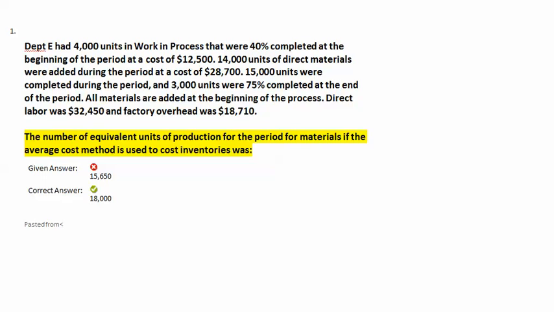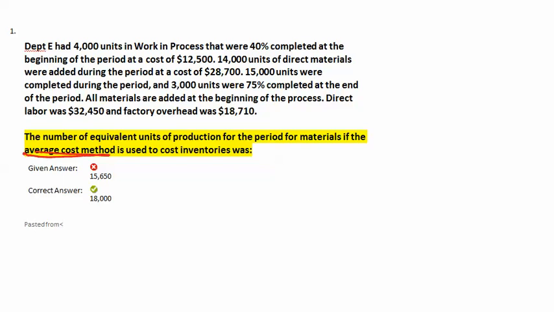This is a question that is being asked of us, and it says the number of equivalent units of production for the period for materials if the average cost is being used. So we're using the average cost in this case, which is different than what we were using earlier when we were using first in, first out. When we use the average cost, we are going to consider all the materials as being part of the process. We're going to average it in.